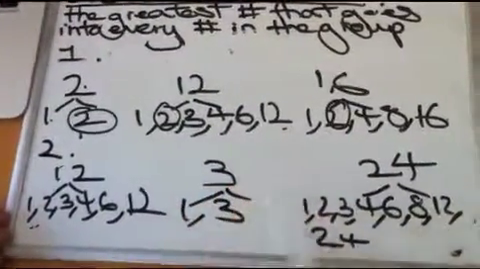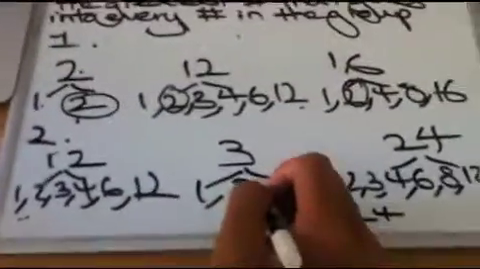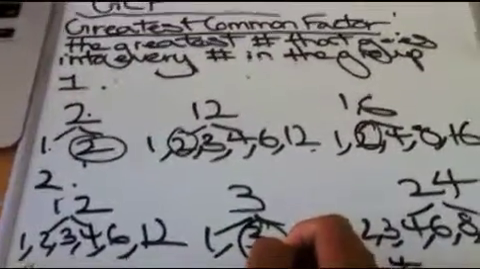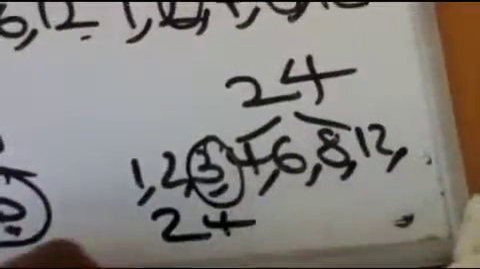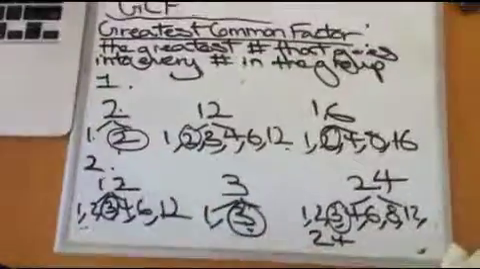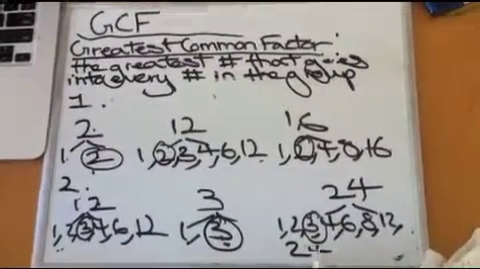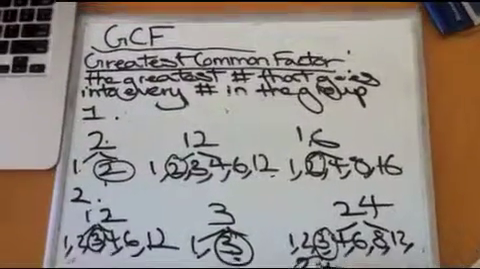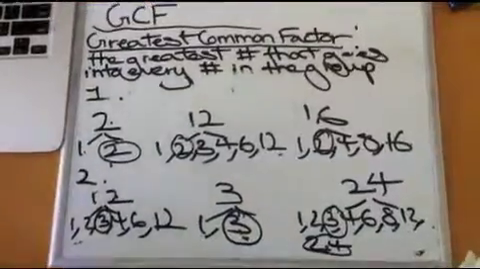1 and 3. Well, okay, so the greatest number in 3 is 3. So you know it has to be either 1 or 3. So, 3. Let's look, is 3 in 12? Yes it is. Is 3 in 24? Yes it is. So 3 is the greatest number that can go into every single one of these numbers. Of course there's 12, but does 12 go into 3? No. 24 too, but does 24 go into 3 or 12? No. So that's the greatest common factor.